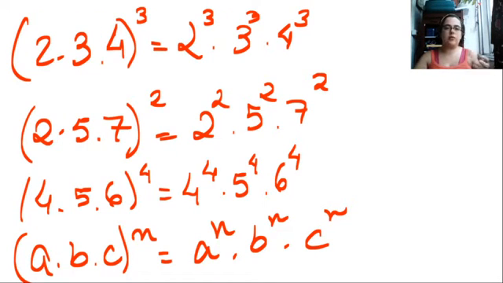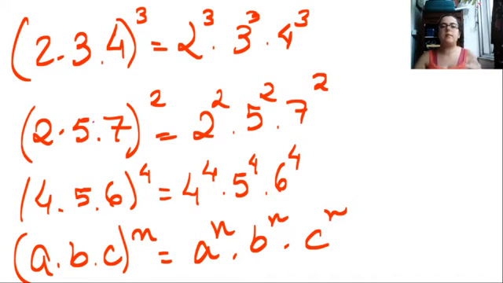In this kind of property, I can generalize with more bases inside of the parentheses. The same thing will happen. Look, 2 times 3 times 4, everything elevated to the third power. So it's each base elevated to the third power. So 2 elevated to the third times 3 elevated to the third times 4 elevated to the third.